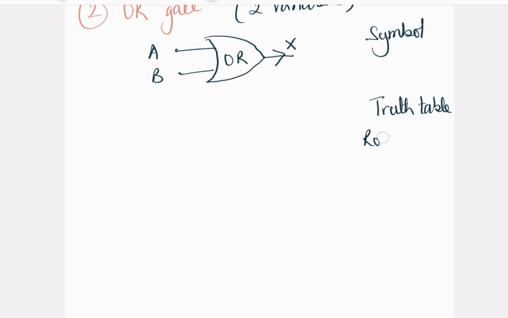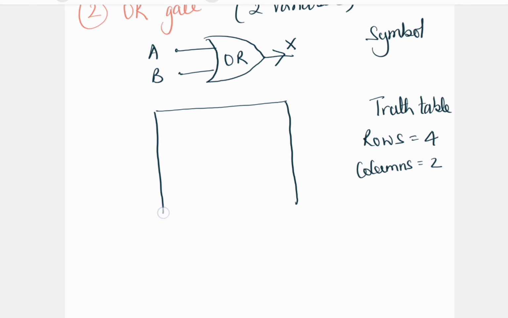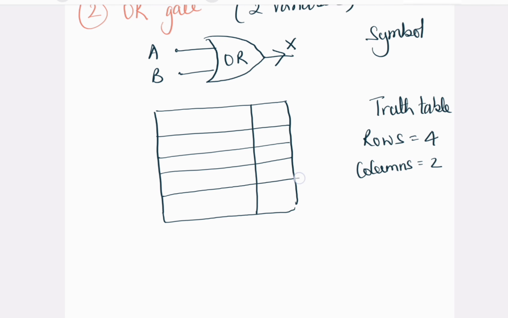The number of rows for 2 is 4. I'm sure by now you have learned this very clearly. The columns are 2 because the number of variables is 2. So let's make a table. I'm going to include the extra rows and columns as well here. The first row is for the variables, inputs and the output. So we need 4 rows beyond this, 1, 2, 3 and 4, and 2 columns. This is going to be A, this is B, and X, which is the output.